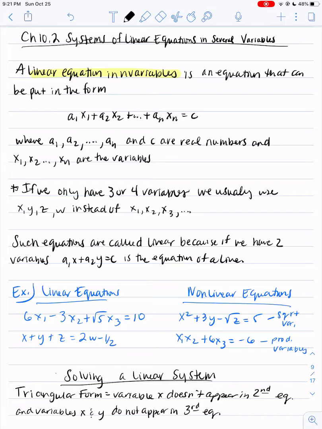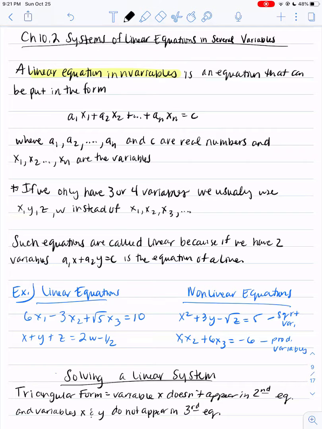Alright, in this video we're going to be going over chapter 10.2, which is systems of linear equations in several variables. A linear equation in n variables is an equation that can be put in the form a1 x1 plus a2 x2 plus terms in between, and then an xn. So there are n variables in this equation, denoted by the subscripts, and it equals c.